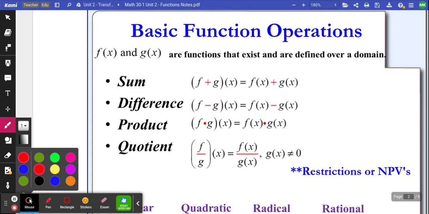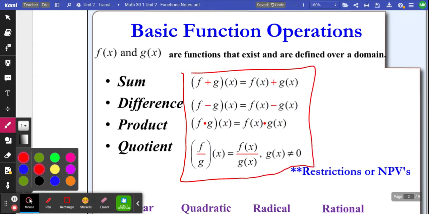Those are the 4 things that we're going to do today. There is another one that we'll do tomorrow, but these are the 4 basic ones. So again, sum is adding, difference is subtracting, product is multiplying, quotient is dividing.